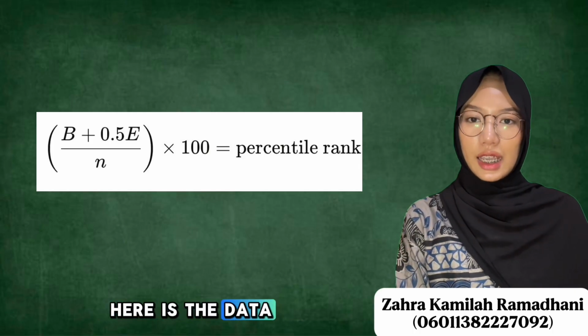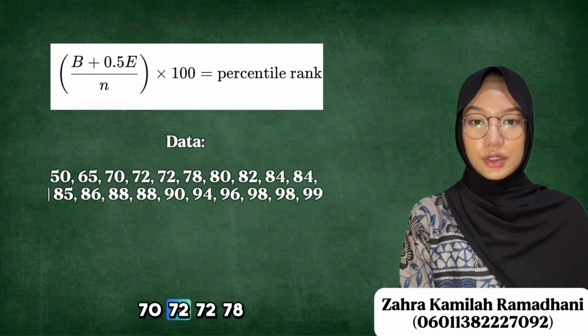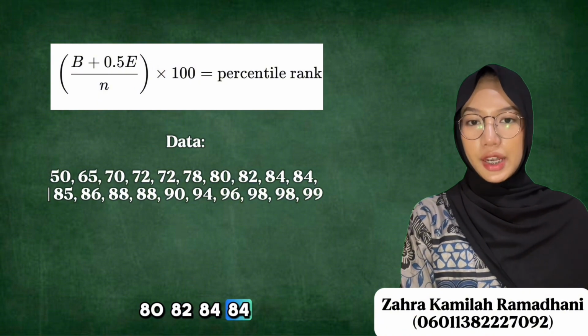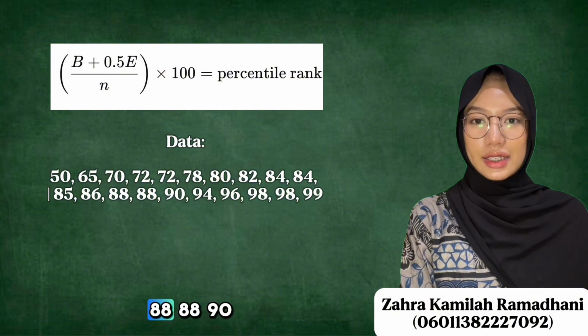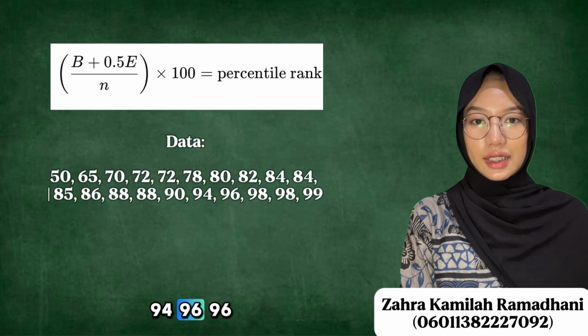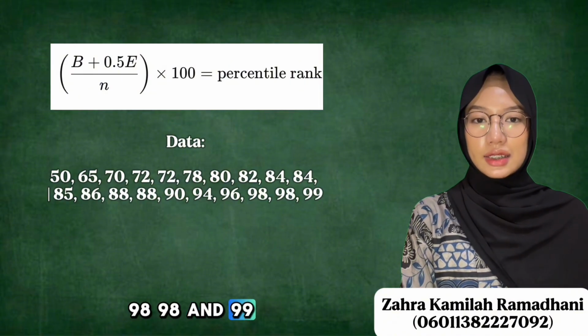Here is the data: 50, 65, 70, 72, 72, 78, 80, 82, 84, 84, 85, 86, 88, 88, 90, 94, 96, 96, 98, 98, and 99.